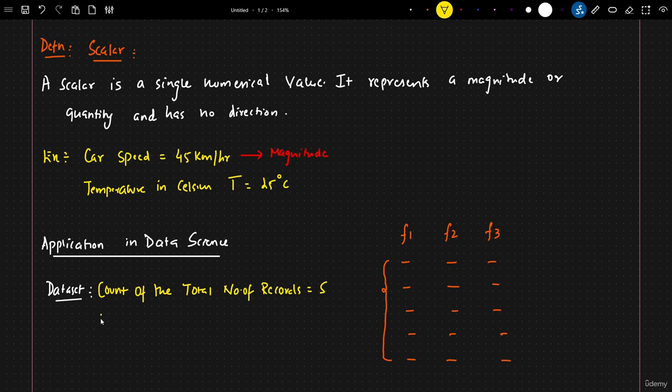Similarly, if I ask what is the average of the feature F1, let's say the F1 feature is age. If I calculate the average over all the records, I may get some value. So this actually becomes a scalar quantity.